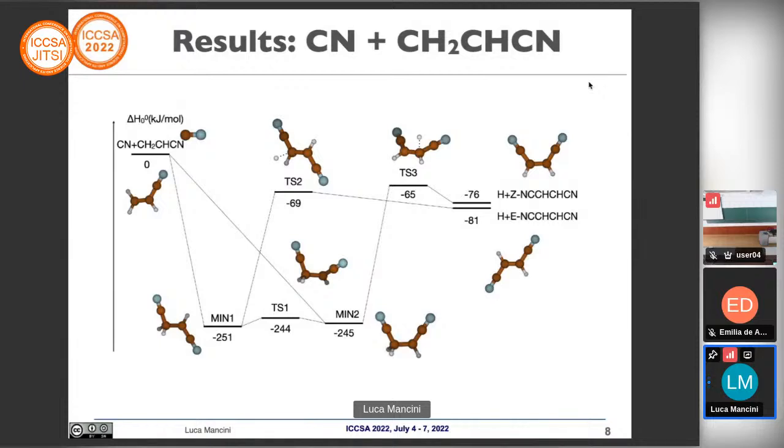The reaction in this case is barrierless, and all the stationary points lie below the energy of the reactant. So in principle, by considering the energy, this reaction is feasible, also considering the low temperatures of Titan's atmosphere. The same approach has been used for the reaction of atomic nitrogen.